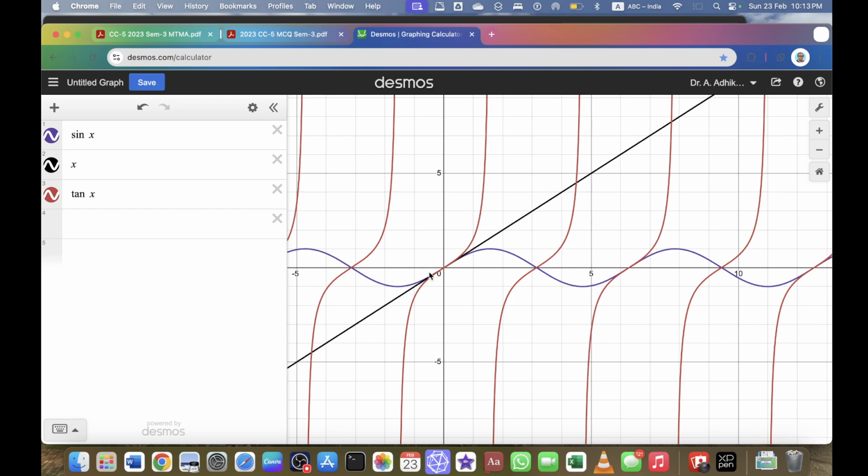This red curve is tan x, this is x and this is sin x.